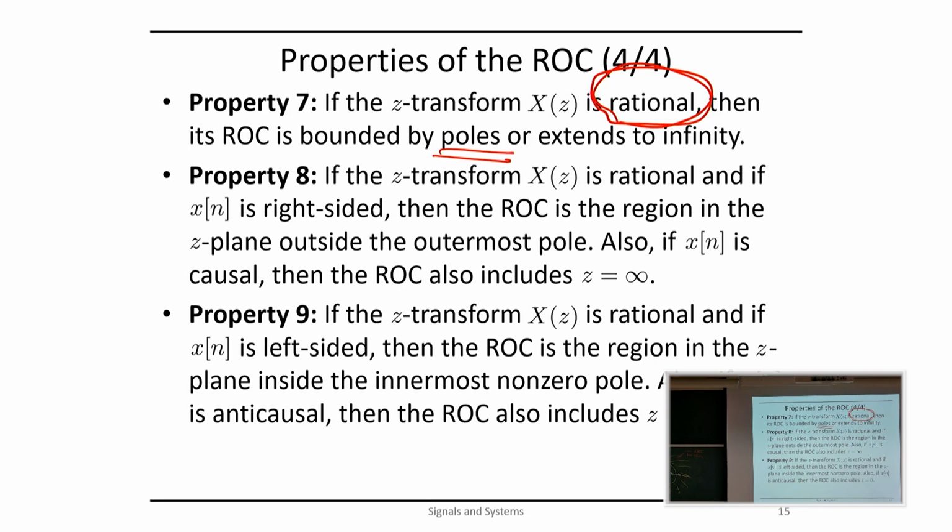So if you have a rational X of z, there are only three possibilities of the ROC. One is that it is the exterior of the outermost pole, it is the interior of the innermost pole, or that it is a ring in between two poles.